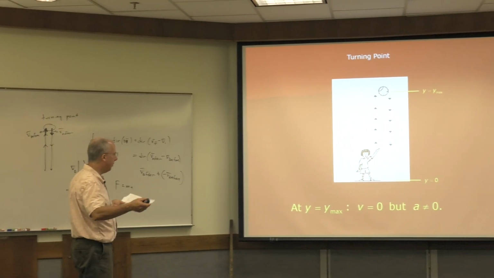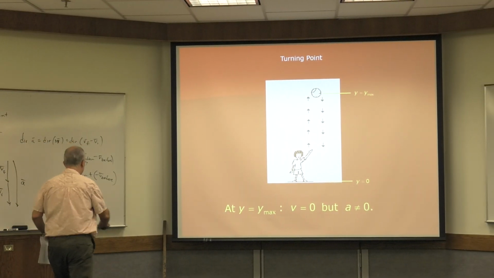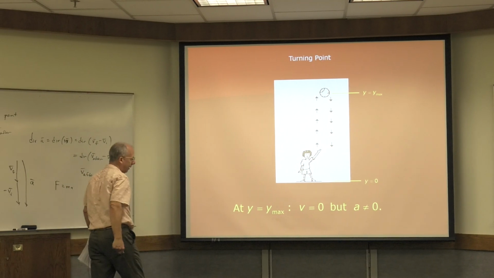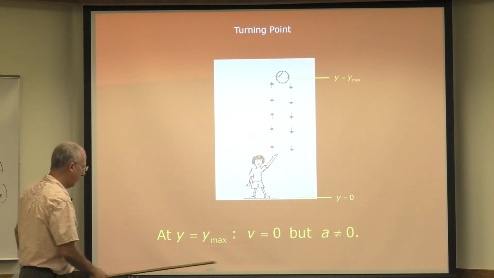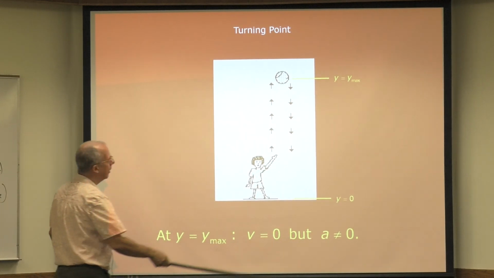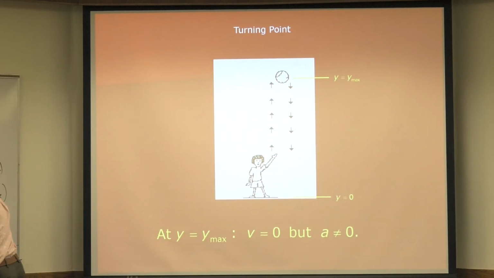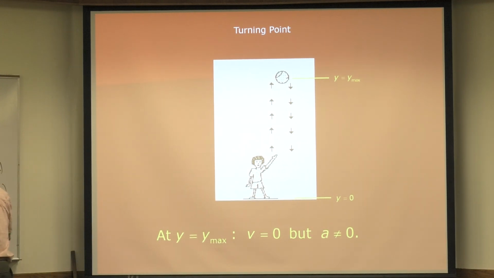Oh, wow, there it is. Isn't that a great picture? Turning point. At y equals y max, velocity is 0, but a is not 0. A points down, in fact. So, turning point.